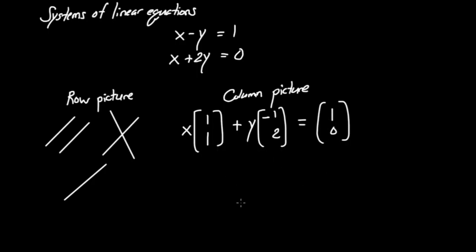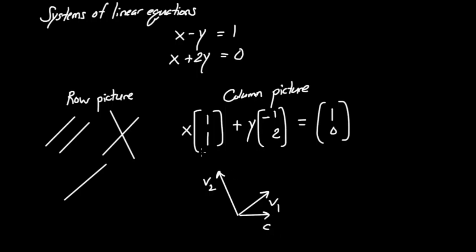Visually, this column picture might look something like this. I have this first column vector, 1, 1, which might look something like that. And I have this second column vector, minus 1, 2, which might look something like that. Let me call that V1, the second column vector V2. And then finally I have the vector 1, 0, which is going to look something like this. Let me call that C. So this is asking, what scalar multiple of V1 plus what other scalar multiple of V2 when added together as vectors will give me this vector C?